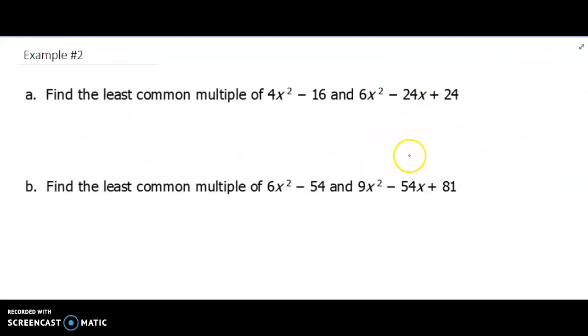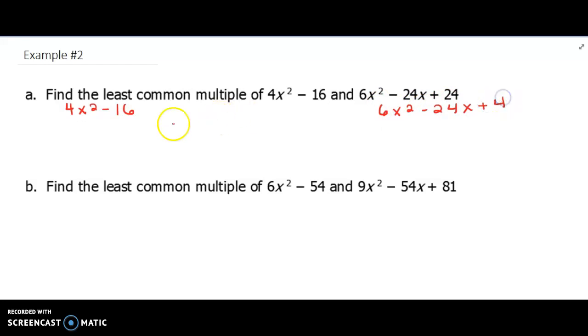All right, so those were some easy examples, but we are going to get a little more complex when we have unlike denominators. Remember, in order to add and subtract two rational functions, they have to have the same denominator. So before we can find the same denominator, we need to find the least common multiple, because the least common multiple is the same as the least common denominator. On example 2, part A, it says find the least common multiple of 4x squared minus 16 and 6x squared minus 24x plus 24. We are going to factor these just like we've done in the past. We want to factor them completely.